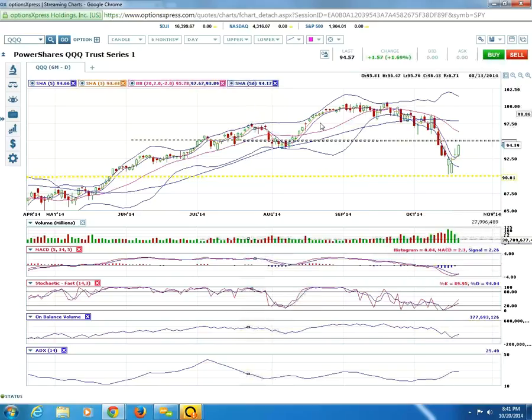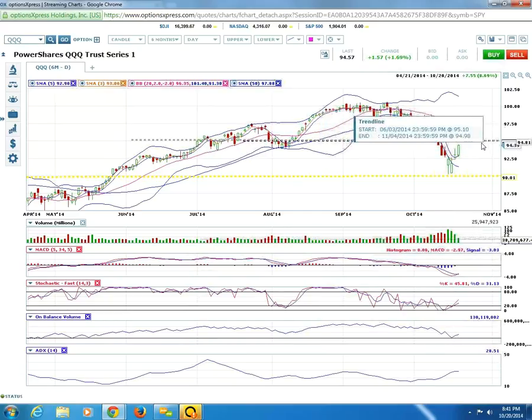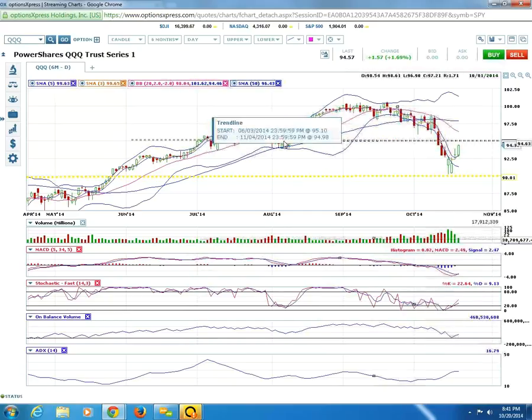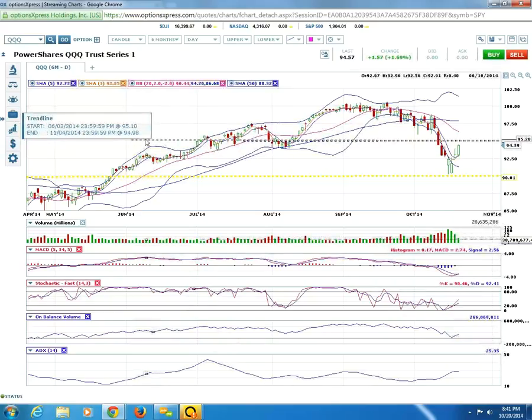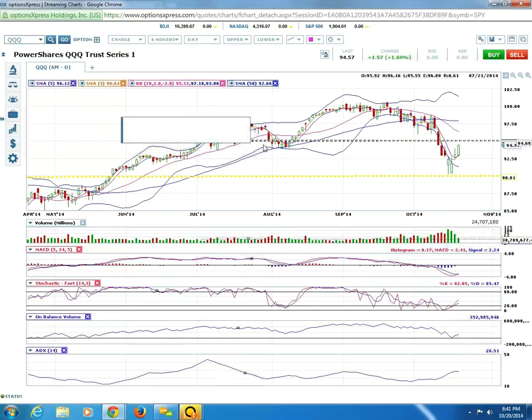If we go to a weekly chart, and it is taking forever. Here we go. All right. And I'm going to take it out a couple of years so we can see it clear. We need some relief on the weekly chart. We need an up move. All right.